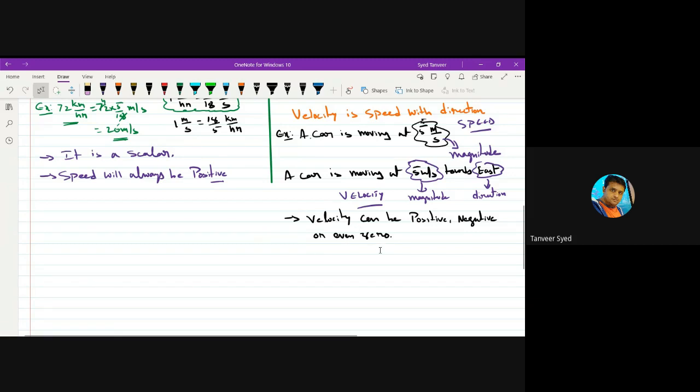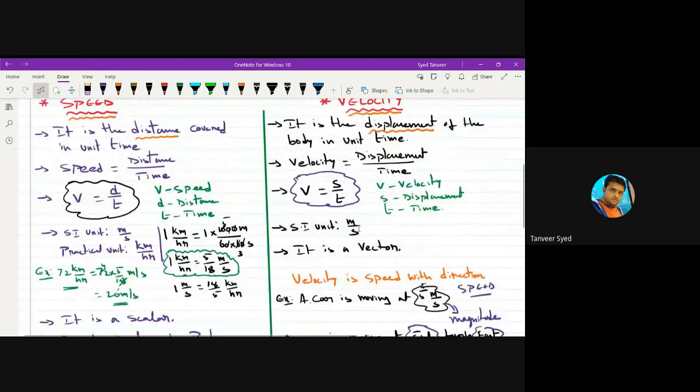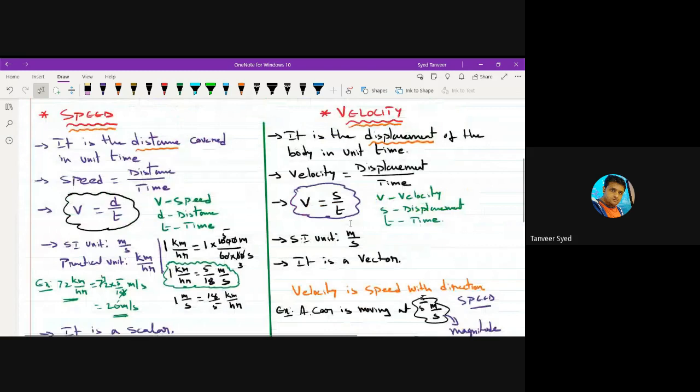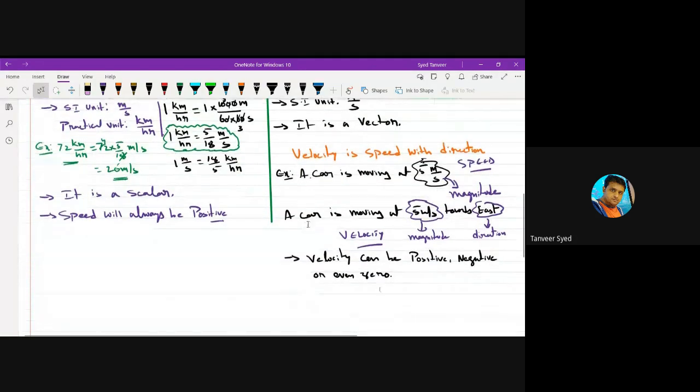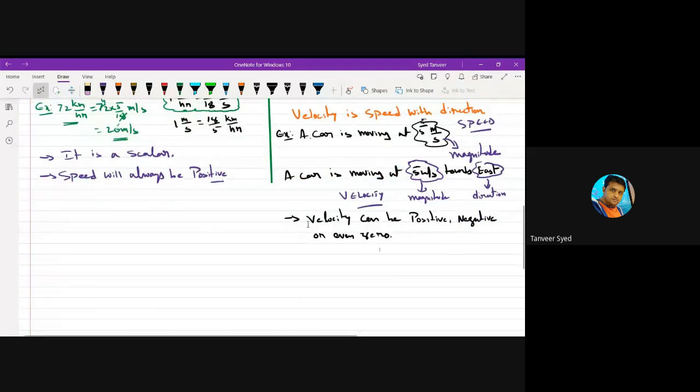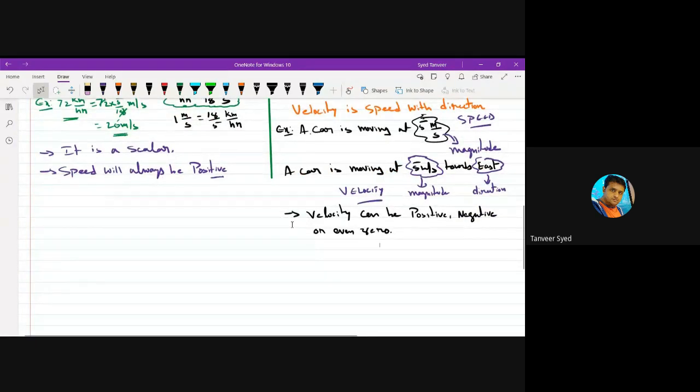In what situations will it be negative and what will it be 0? We'll come to that later while doing the examples. Now, what I want is you should just get a comparison and clarity, differences and similarities between speed and velocity. Speed is a completely different thing, velocity is a completely different thing. Velocity has direction. Direction will be specified. Speed has no direction.